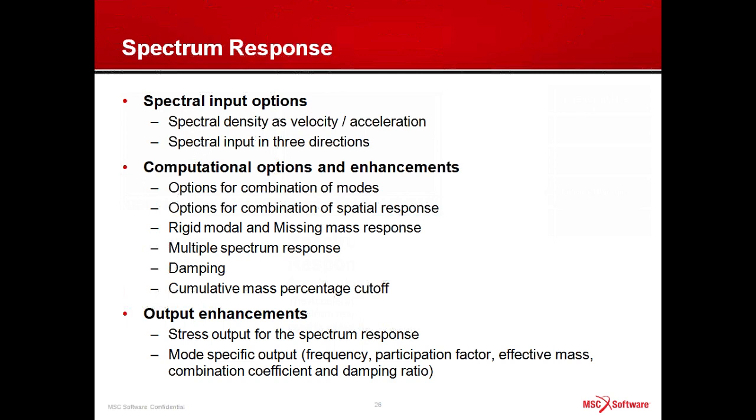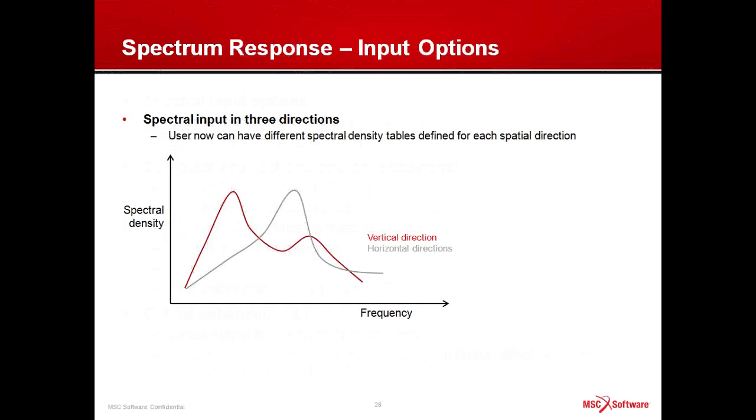So we expanded spectrum response to include not only giving a density function as a function of displacement, but velocities and accelerations, the ability to give different spectral input in the different directions, new techniques for combining the modes and for applying damping, new output quantities, and new ways of controlling the number of modes in the system. Just as a representative example, you could have a problem like this and say that the vertical displacement and the horizontal displacement have a different density function with respect to frequency.